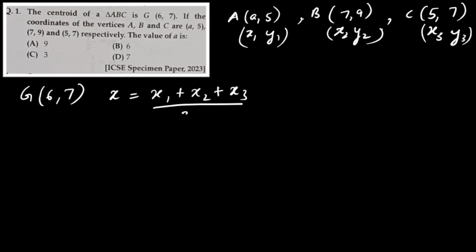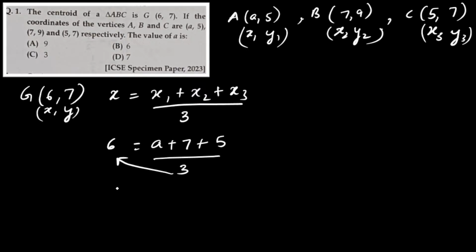divided by 3. The x and y are also given to us, the coordinates of the centroid. So x is 6, x1 is a, x2 is 7, x3 is 5, divided by 3. Now 3 will shift to the other side. 6 into 3 is 18. It will get multiplied. So a plus 7 plus 5 we can do.